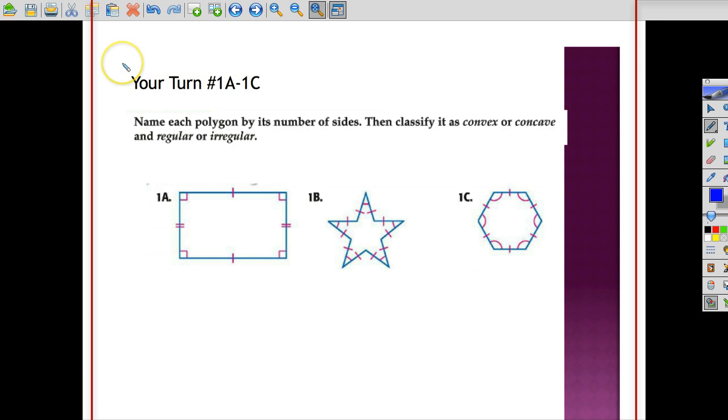Here's your turn, numbers 1A through 1C. You can go back and look at the chart or the table that has the name of each polygon depending on the sides. There are three things you need to tell me: the name of each polygon, classify it as convex or concave, and whether it's regular or irregular. Go ahead and pause the video and come back when you're done.